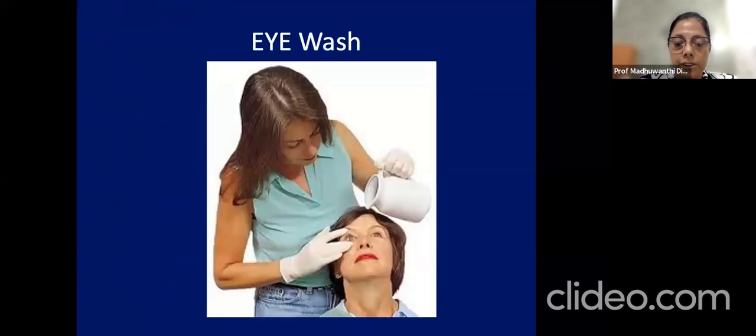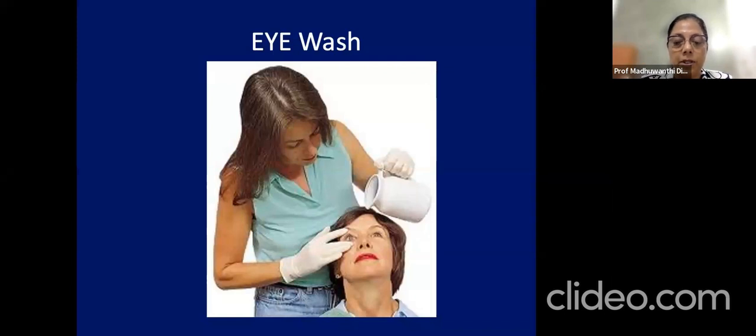How to do eye wash? This is one way you can do. Otherwise, you can have the patient lying down and have a kidney tray on one side, and then have the saline going into the eye and do the irrigation and eye wash.